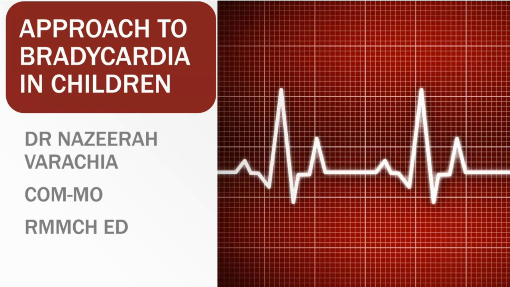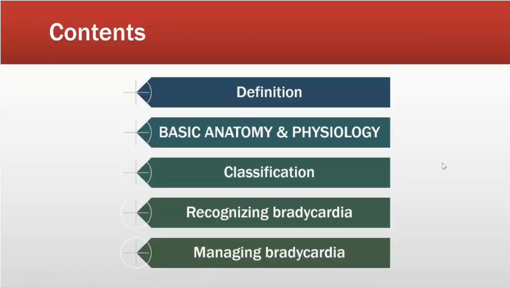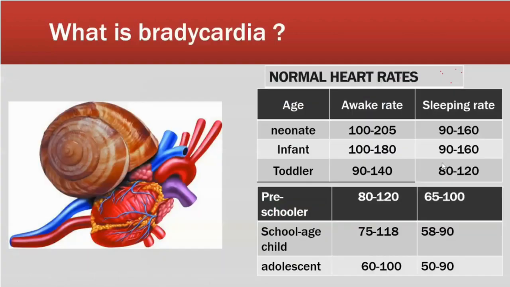An approach to bradycardia in children. So basically what we'll be going through is a definition, basic anatomy and physiology, classification, recognizing bradycardia, and managing bradycardia. So what is bradycardia? Bradycardia is defined by a heart rate that is less than the lower limit of normal for age, activity level, and clinical conditions. So basically from 0 to 3 years, it's less than 100. From 3 to 9 years, less than 60, and from 9 to 16 years, less than 50.